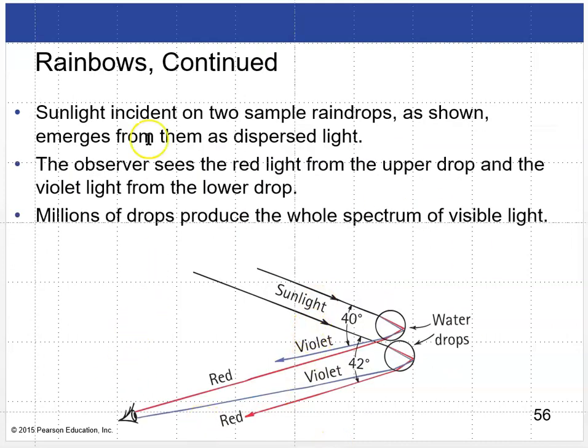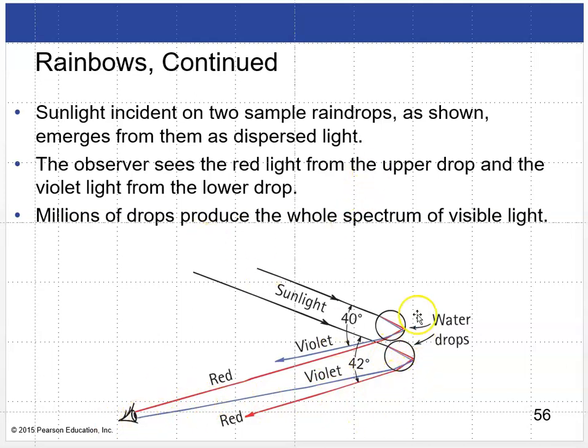Now here's this example of sunlight incident on 2 sample raindrops as shown, and it will come out of them as dispersed light. Now the sun is behind you here, so the light's coming from back over your shoulder, and you look into the region where there's a lot of water drops. And we're just showing 2 water drops here. The observer will see the red light from the upper drop because the angle here is just right for the red light coming out of this water drop to reach his eye. He will see the violet light from the lower drop because the angle is just right for the violet light coming out of this lower drop to reach his eye.